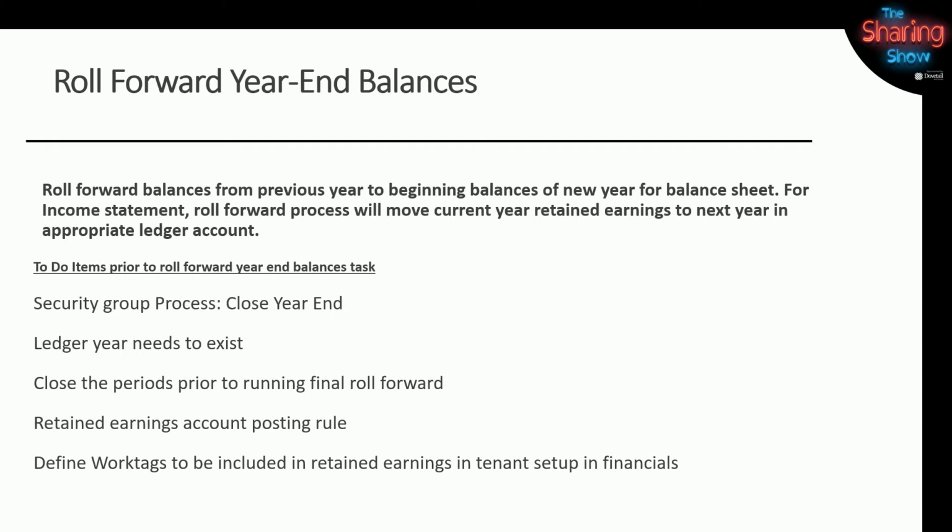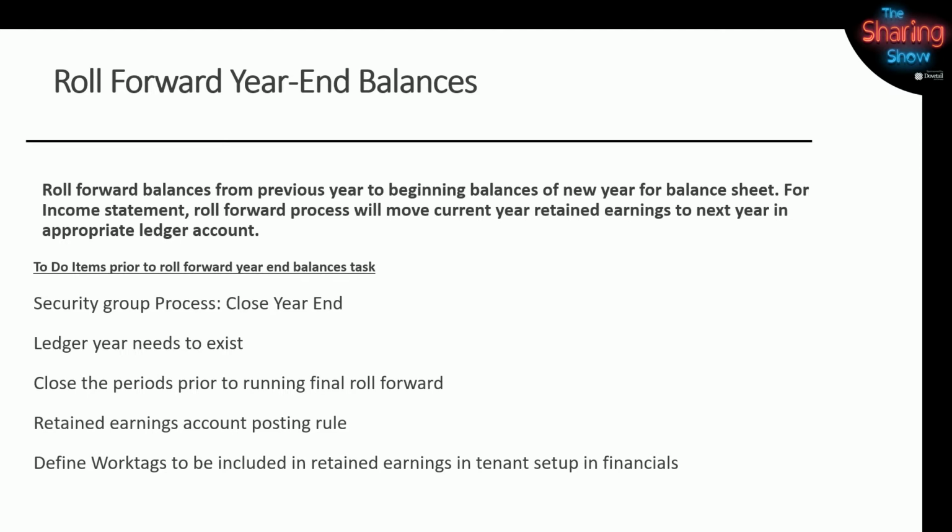And in order for us to do that, there are some to-do items. We have to make sure those are completed before we run the task. So those items are: security needs to be in place. Make sure the security domain for the close year-end process is there, and that the particular person who's running that task is able to access it. And the ledger year needs to exist and close the period prior to running the final roll forward.